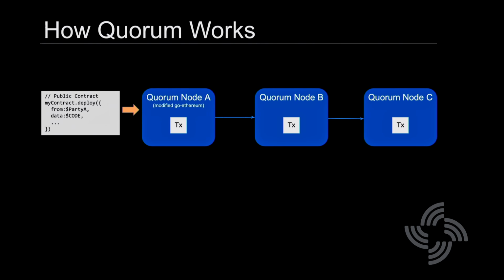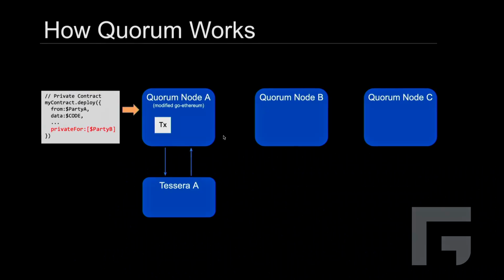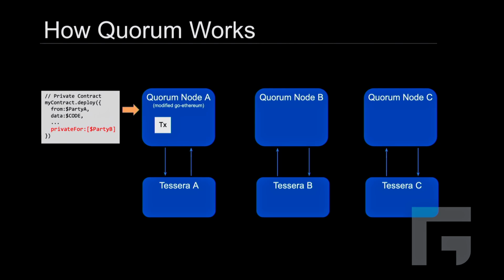So when you create your contract or send a transaction or whatever, you can add this private for field to the transaction object, and the value is a list of the public keys of the participants of the transaction. So you just add that and send it to the node just like you normally would, but now the node knows that it's a private transaction. So instead of broadcasting it right away, it's going to send it to its private transaction manager, which we call Tessera. So Tessera handles all of the private stuff. So each node is running their own instance of Tessera alongside their Geth node.